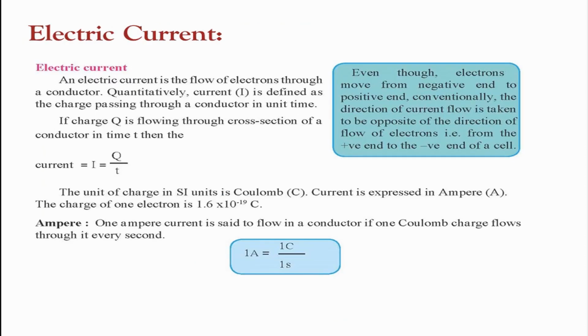Next is electric current. This flow of electrons through a conductor is nothing but electric current, but the flow should be in the condition of I equal to Q by T, where the charge flowing per unit time will be considered as electric current. The unit of electric current will be ampere. 1 ampere of current will flow if 1 coulomb of charge passes through in 1 second, that is 1 ampere.